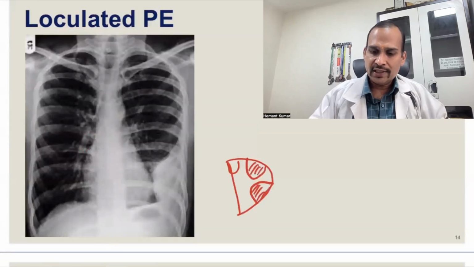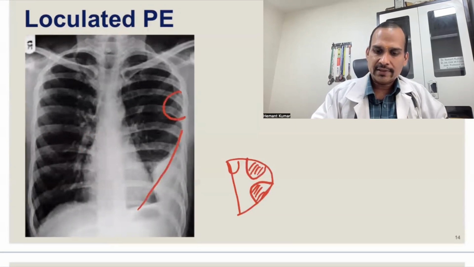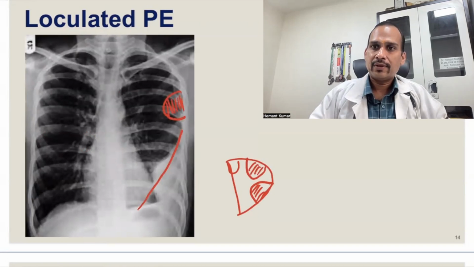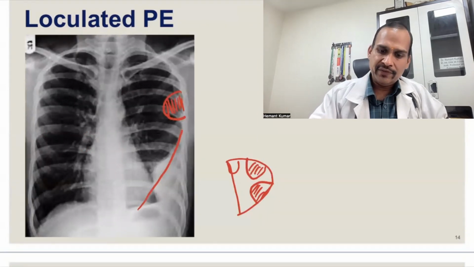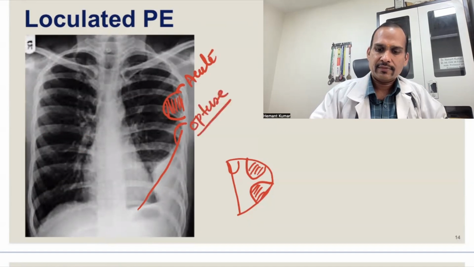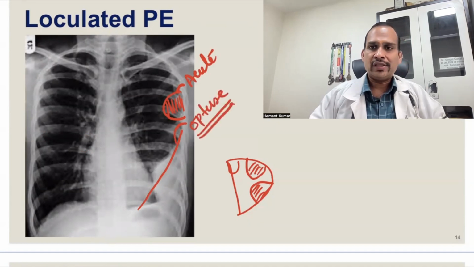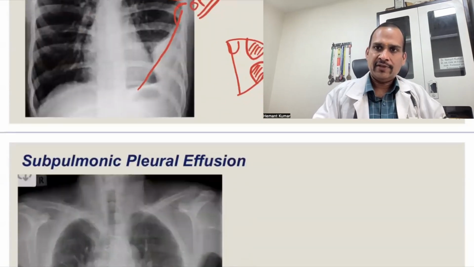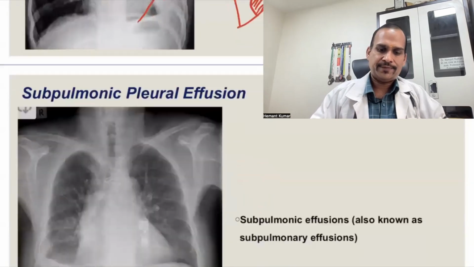If free fluid is there, it will collect like this. If it is loculated, it will usually collect like this. So the angle will be acute as compared to free fluid, which is obtuse. So this is loculated pleural effusion. The fluid is there in pockets.